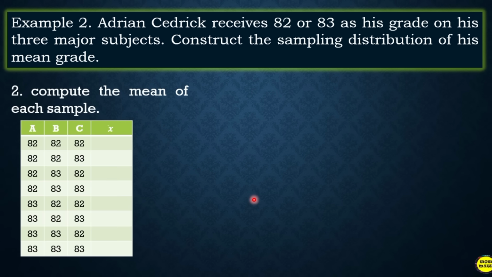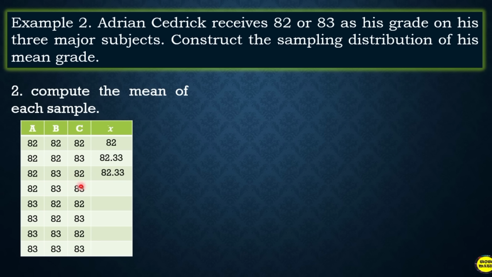So, now, compute natin yung mean ng bawat samples, no? Since ito yung mga 8 possible samples na maging grade niya sa tatlong major subjects. So, compute natin yung mean. Ang gagawin lang, add lang natin to, divide by 3. 82 plus 82 plus 82 divide 3, the answer is 82. 82 plus 82 plus 83 divide 3, the answer is 82.33. 82 plus 83 plus 82, divide 3, the answer is 82.33.